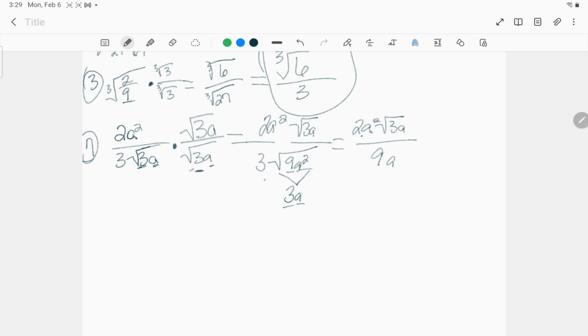Okay, so now am I done? The answer is no, because I can cancel. It's going to leave me with 2a times the square root of 3a over 9. This is your final product. Okay, so number 8 is very similar to number 7. You should be able to do it.